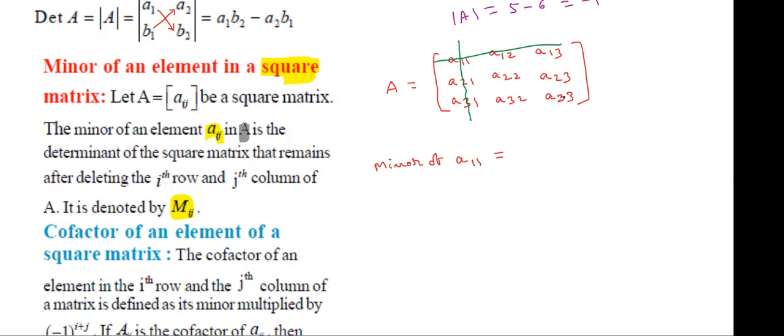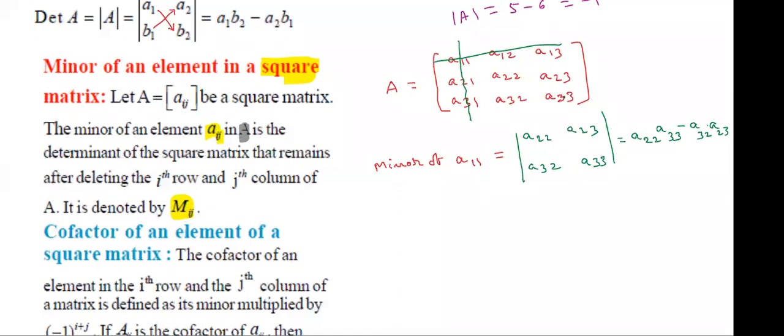So the remaining matrix, observe, what is the determinant: A22, A23, A32, A33. How to expand the determinant? You know very well. Expand: A22 into A33 minus A32 into A23. Students, have you understood? AD minus BC.